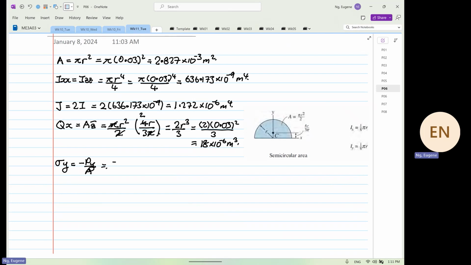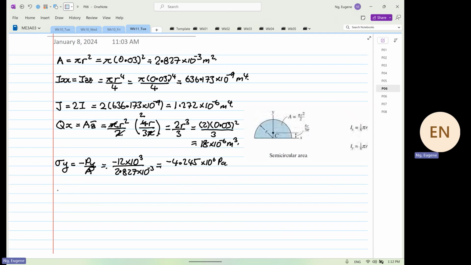12 times 10 to the power 3 divided by our area, which is 2.827 times 10 to the power minus 3. So minus 12 times 10 to the power 3 divided by 2.827 times 10 to the power minus 3 is equal to minus 4.245 times 10 to the power 6 Pascal.